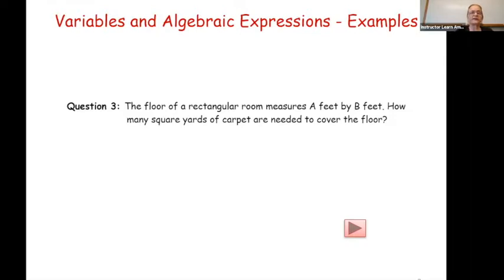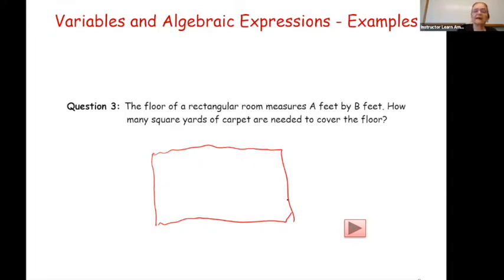Okay, let's look at another question. The floor of a rectangular room measures A feet by B feet. How many square yards are needed to cover the floor? So let's take a look. Say, you have to imagine this is a better rectangle, that the floor measures A feet by B feet. And we want to know how many square yards of carpet are needed to cover the floor.